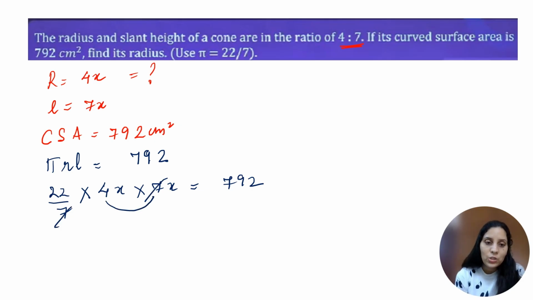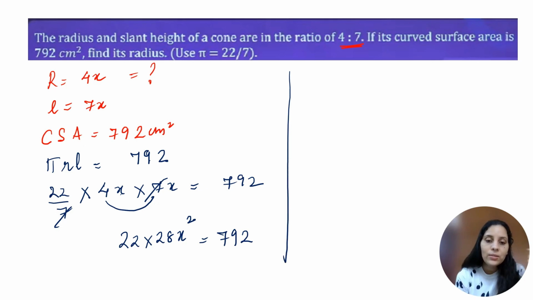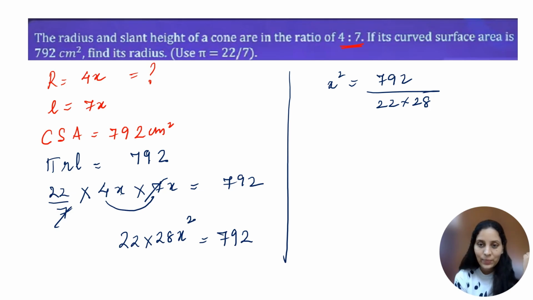7 into 4 is 28. So 22 into 28 x square is equal to 792. X into x is x square. Now let us do the calculations. So here x square will be equal to 792 divided by 22 into 28.